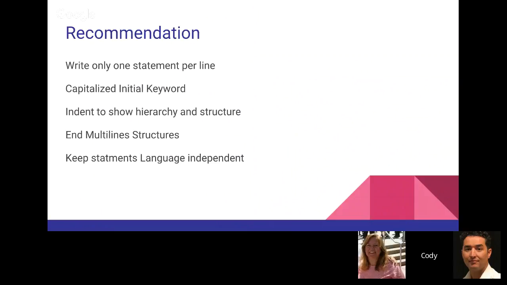We should always keep the statements language independent, and always remember that we describe a logic plan to develop a program. We are not programming anything yet. We're still designing. We're still in the design process.